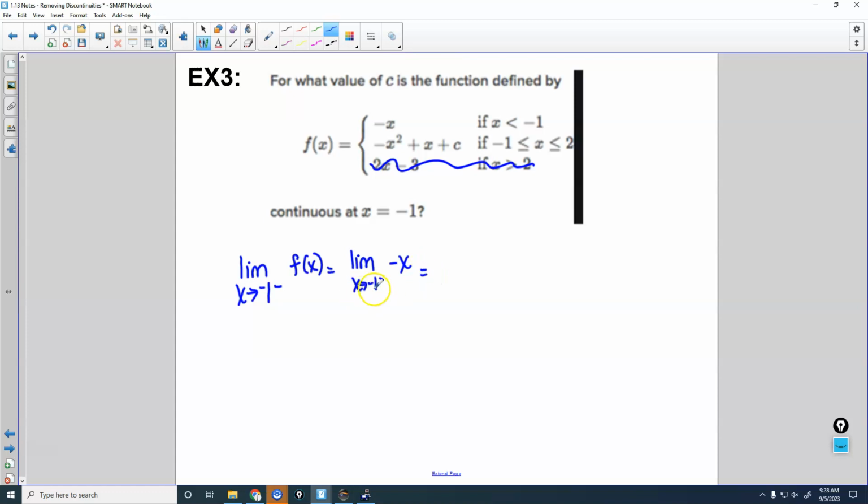Now, all I've got to do for this one is plug in that value. So negative 1 is going to give us 1. Okay, so the limit from the left as x approaches negative 1 is 1. Let's look at the limit from the right. Now, this is going to be a little bit different. So, limit as x approaches negative 1 from the right of f of x is going to equal the limit as x approaches negative 1 from the right of negative x squared plus x plus c.